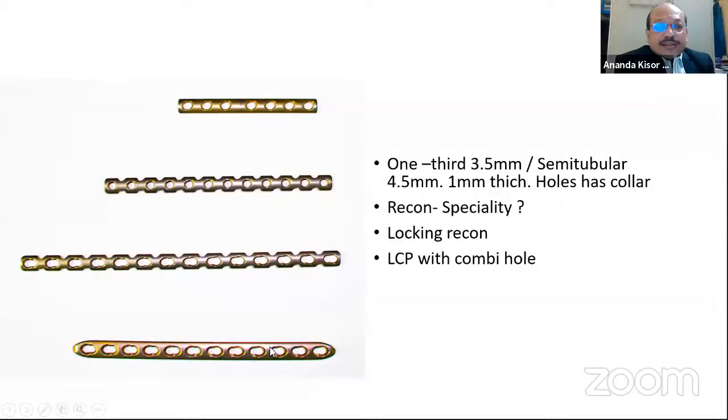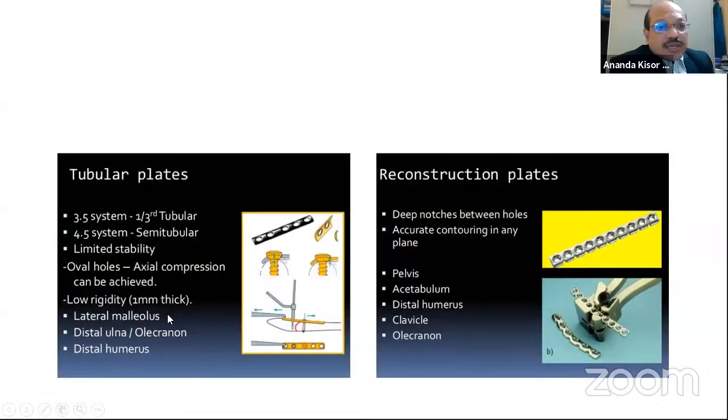Now the tubular plate. I already told you its utility, where it is used. There is the 1/3 tubular plate or the semitubular plate. It is used for the lateral malleolus, distal ulna, olecranon, or the distal humerus.